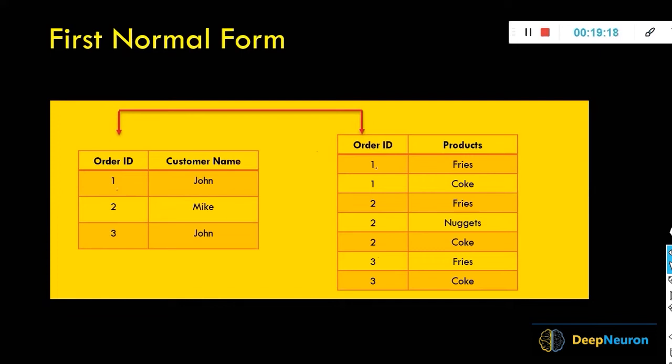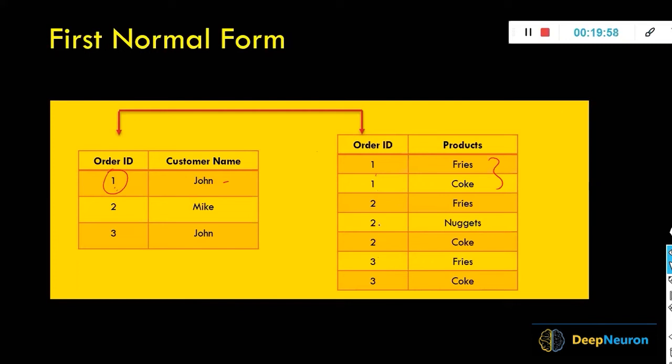So in order ID 1, 2 products were ordered, fries and Coke, by whom? John. So the common column between these two tables is order ID. In order ID 1 there are 2 products ordered. Here duplicates are there, let them be there, because the products are different. By linking these two tables, we get to know John ordered 2 different products in order ID 1, and Mike ordered 2 products in order ID 2. John ordered 2 products in order ID 3.